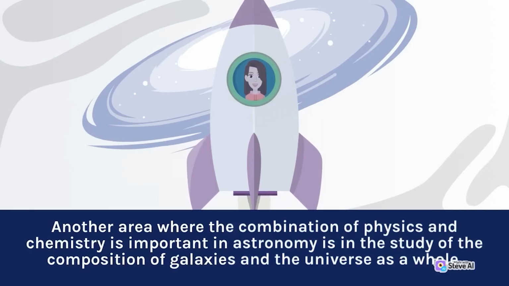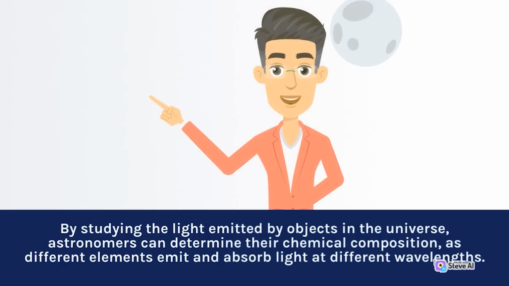Another area where the combination of physics and chemistry is important in astronomy is in the study of the composition of galaxies and the universe as a whole. By studying the light emitted by objects in the universe, astronomers can determine their chemical composition, as different elements emit and absorb light at different wavelengths.